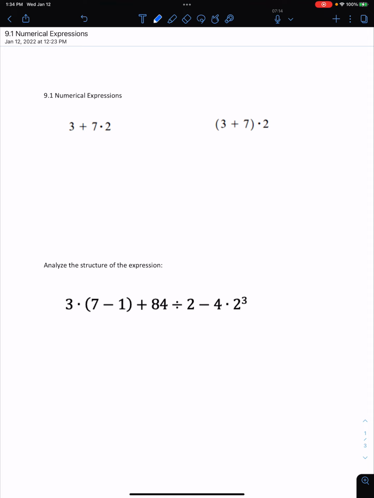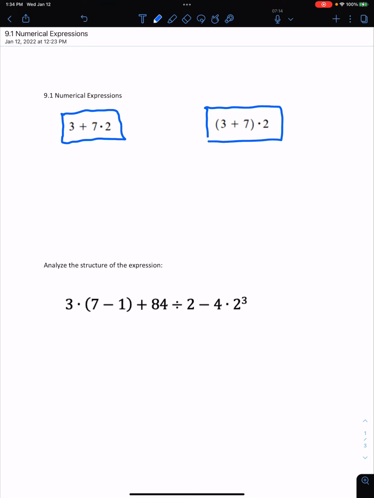So I've got a couple examples here on the screen for you. Let's look at this one over here on the left first. Here we've got 3, we're adding it to 7 times 2. And over here, something similar, but a little bit different. Here we've got some grouping symbols, parentheses. So we are looking at 3 plus 7 and then times 2. So these two expressions look very similar, but when we evaluate them, we may find that they are not that similar. Let's take a look at evaluating numerical expressions.